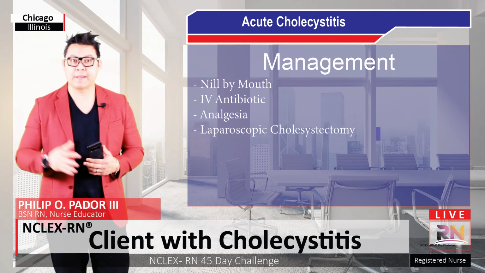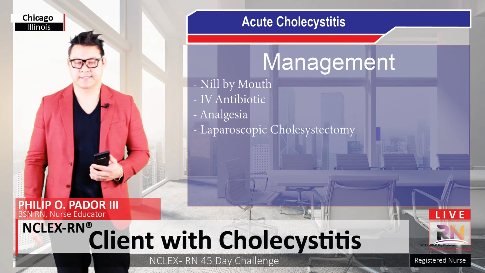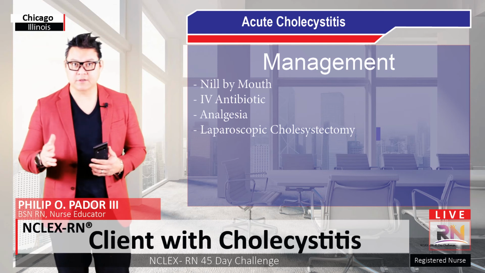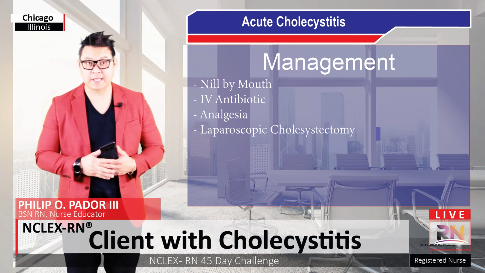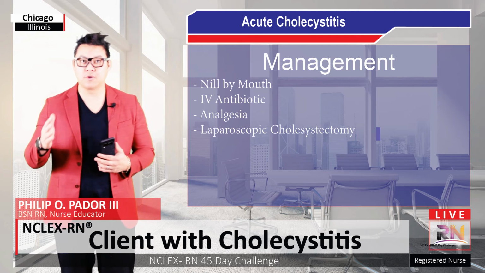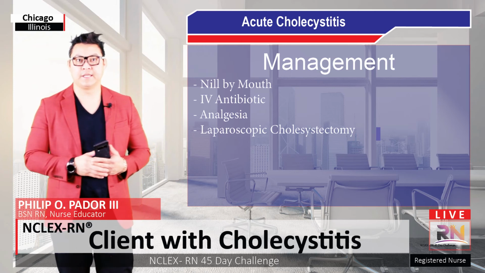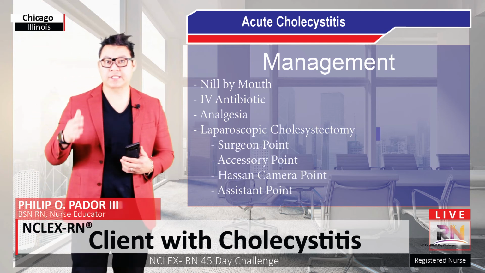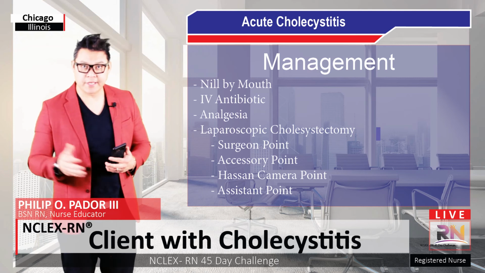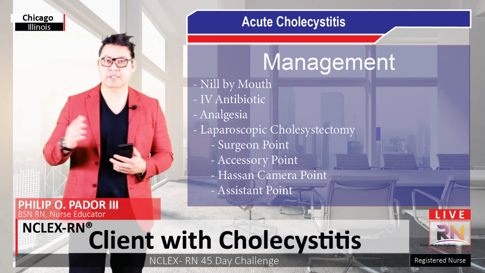Surgery can be done laparoscopically or open. Laparoscopic cholecystectomy is done over open cholecystectomy. In laparoscopic cholecystectomy, there are a few ports or holes in the abdomen that can be made. These include the surgeon point, under the xiphisternum, the camera point, the assistant point, and the accessory point.